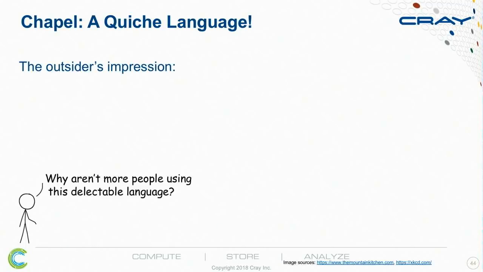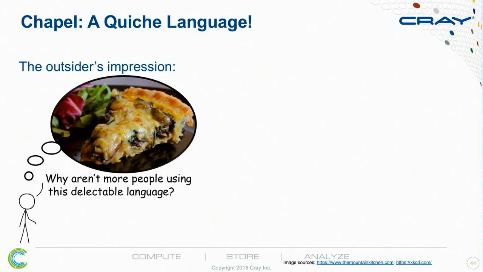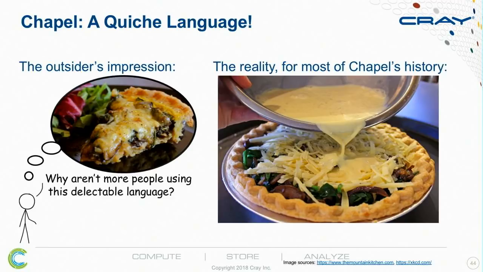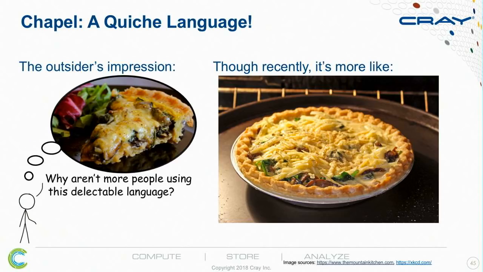And that gets me to the quiche part of the talk. I think a lot of people in the community who've maybe heard about Chapel over its lifetime say, well, why aren't more people using this delectable language? And in their mind, they've got this picture of this lovely quiche that we've been making. But the reality is that over the large fraction of the program's history, we've been putting this quiche together. And you probably don't want to eat it just yet, but read the recipe, sample the ingredients, see if you think we're on a path that's going to be attractive to you. And I'd say where we are today is kind of here, where it's perhaps almost fully baked, and maybe it's time to take a look at it again if it's something that's of interest to you.